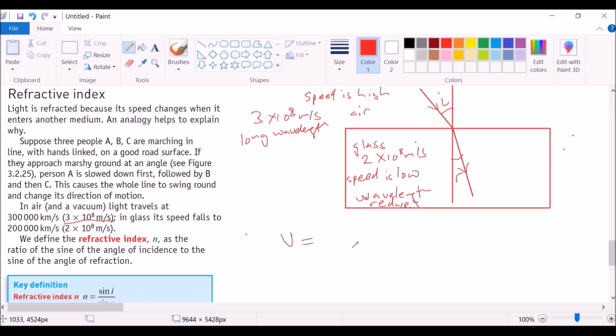So from our equation of the wave, v = fλ, we'll find that frequency is equal to v over λ. Now to maintain a frequency, if this speed reduces when we are moving from a less dense medium to a denser medium, lambda, which is the wavelength, has also got to reduce in order to maintain a constant frequency.